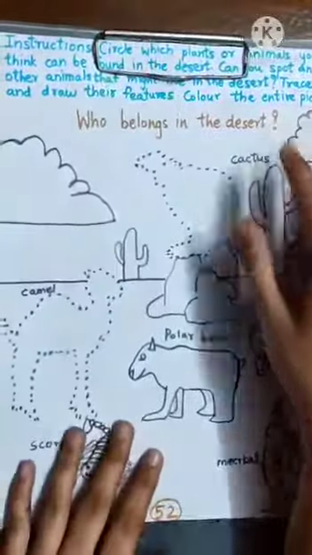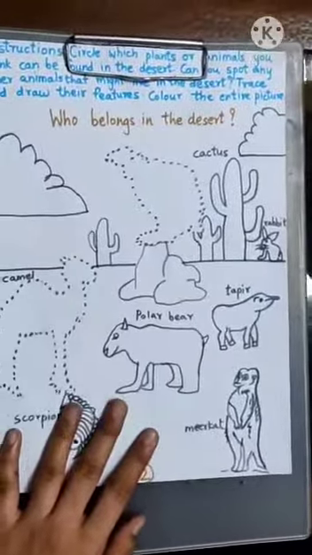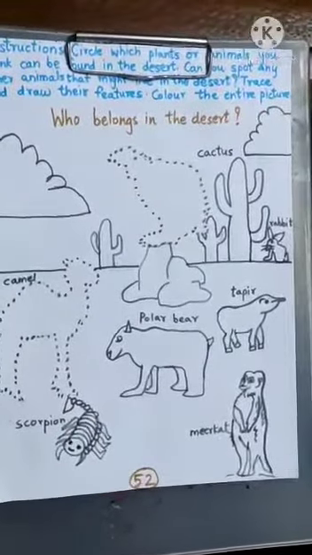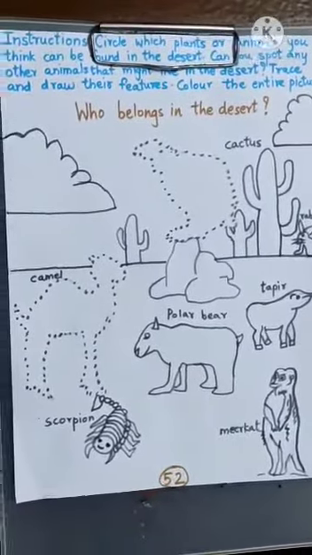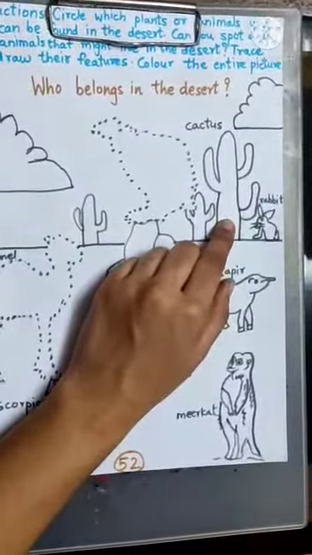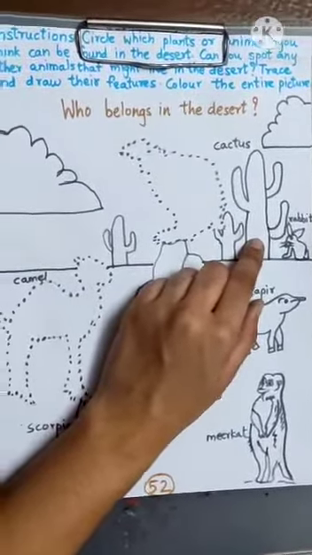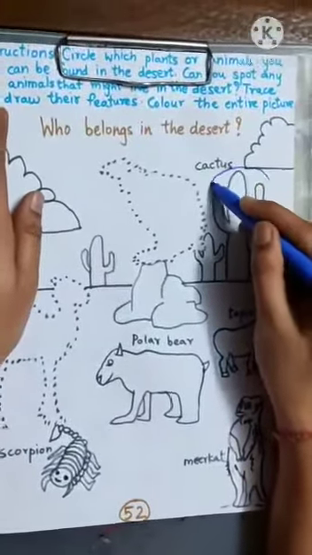Now, there are few animals and plants. So, we have to circle the ones which live in desert. Let's start with cactus. Cactus lives in desert. We all know that. So, let's circle it.